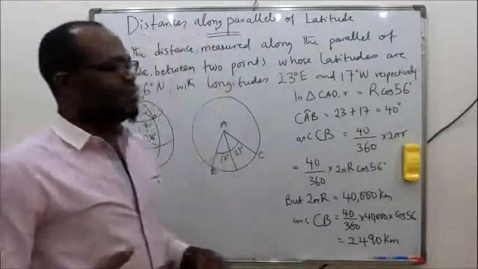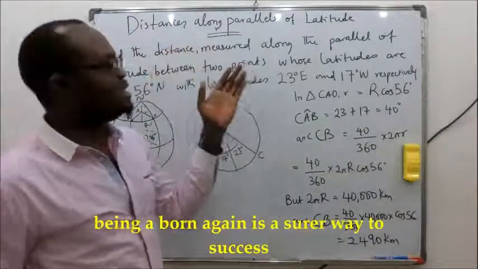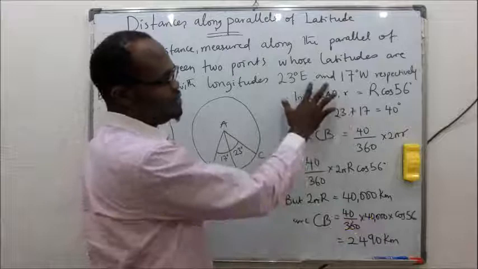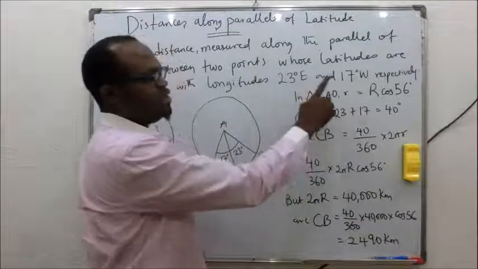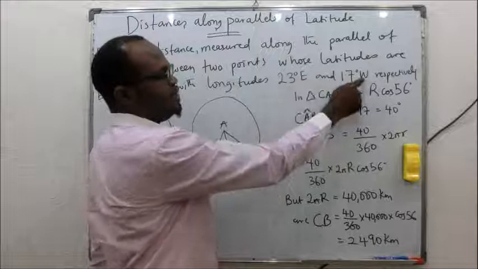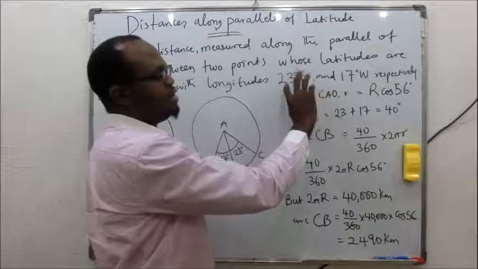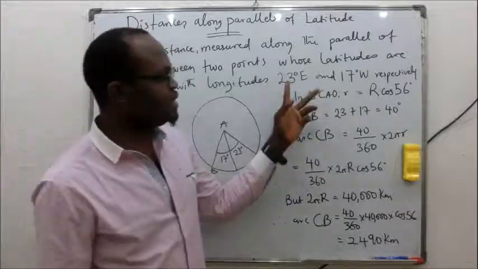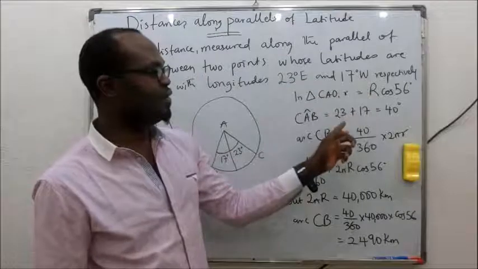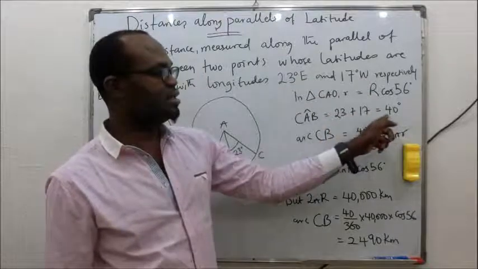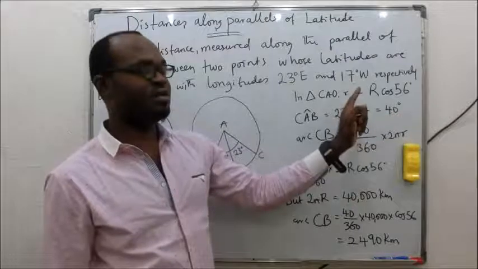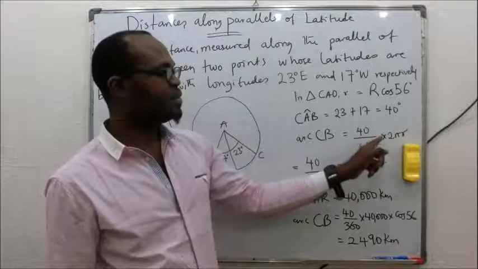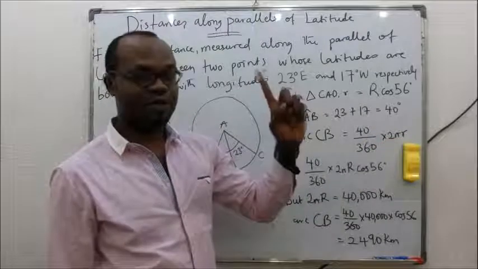Now, when we are calculating along great circles, that is along the equator and the meridians, once you get the difference in the angles, you do addition for the ones that have different directions, or subtraction for the ones that have the same direction. Once you get that difference in angle, whether by addition or subtraction, you do the angle over 360 times 2 pi r for great circles.